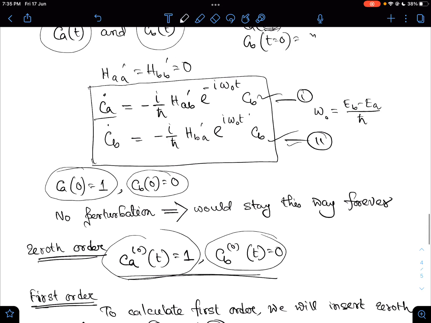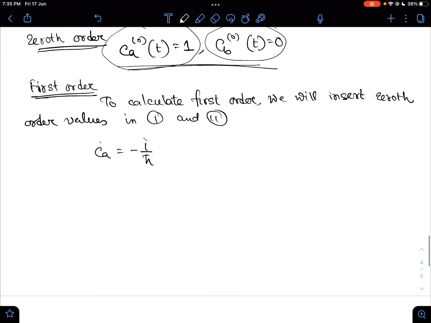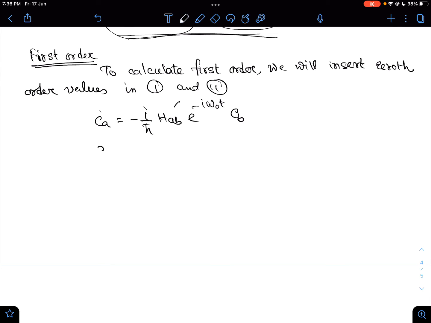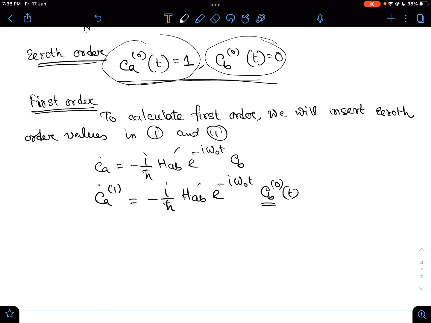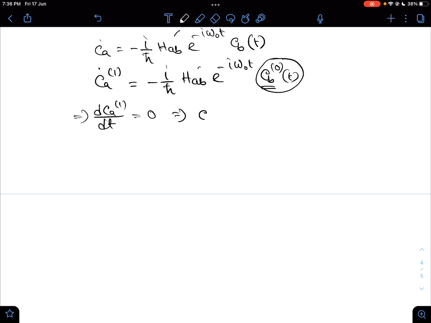So what is the CA derivative? The CA derivative is minus i by h cut H_ab prime, and here we have e to the power minus i omega 0 t CB. So in first order, what will we have? We will have i by h cut H_ab prime e to the power minus i omega 0 t CB zeroth order. But this CB zeroth order, at any time, is 0. So we will have our first order derivative to be 0. So the time derivative of CA first order is 0. That means CA1 at any time will be 1.